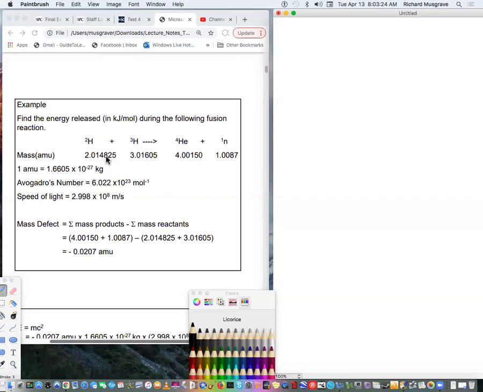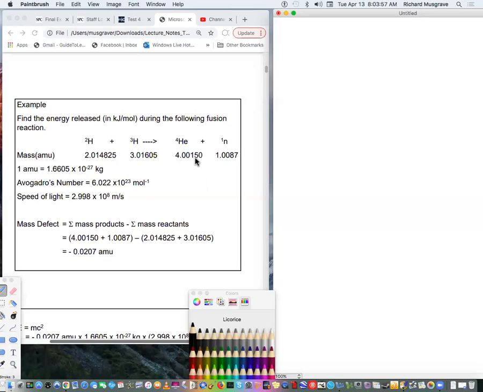The thing is, though, that these masses are actually resulting in something that overall weighs less than what we started with. So what we can talk about here is a concept known as mass defect. So there's a loss of mass during this process, and that mass ends up being converted into energy. The mass defect formula is the sum of the mass of products minus the sum of the mass of reactants. And these masses are measured in what we call atomic mass units, or AMU.